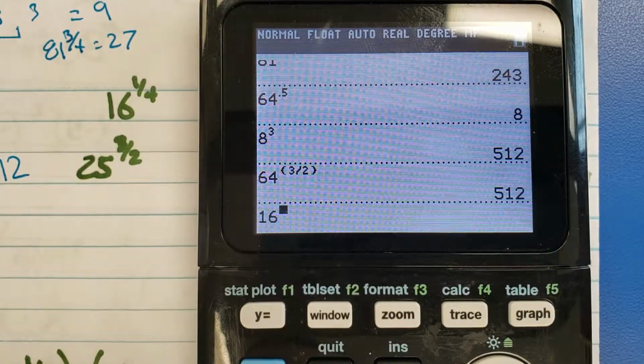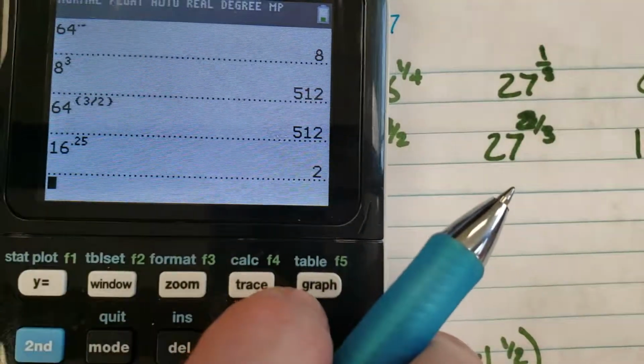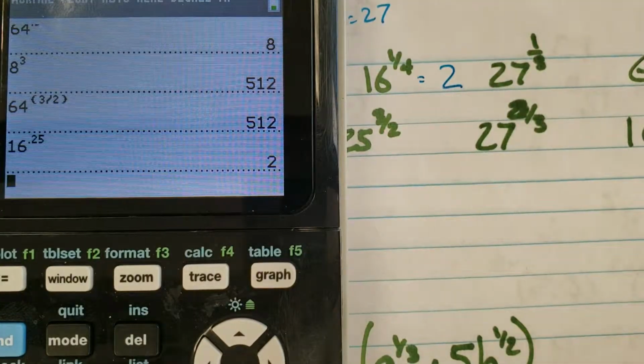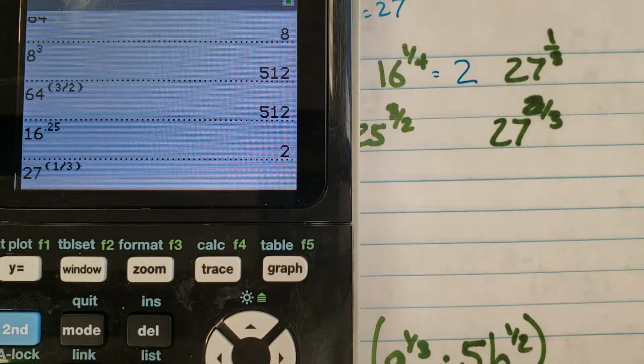So 16 to the 1/4. Oh, that's a 2, okay. So I'm going to write it over here. That turns into a 2. 27 to the 1/3. Some of you might be pretty good at these. You might know what 1/3 is. What 3 numbers make it 27? A 3.